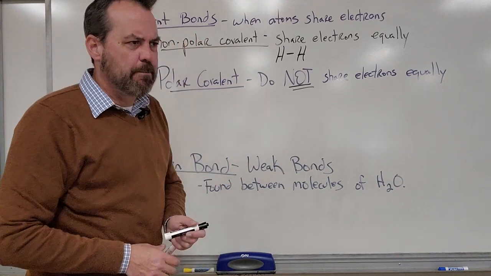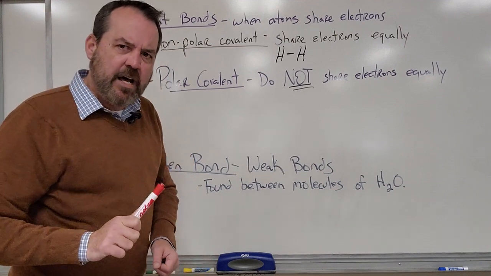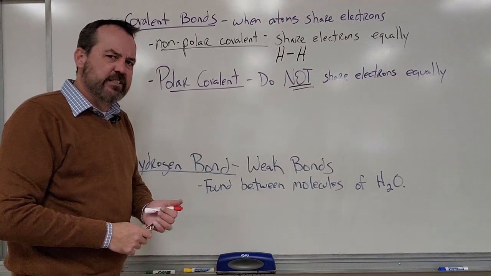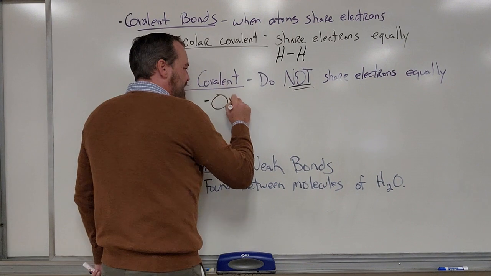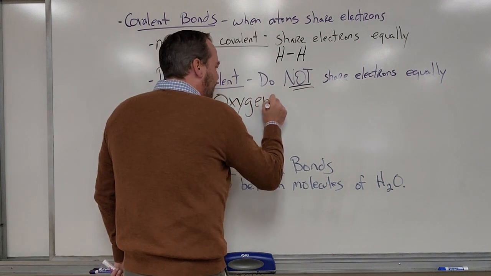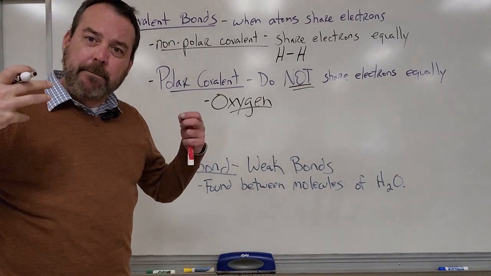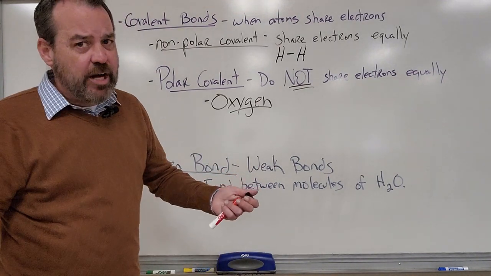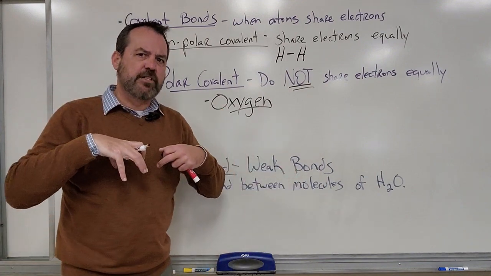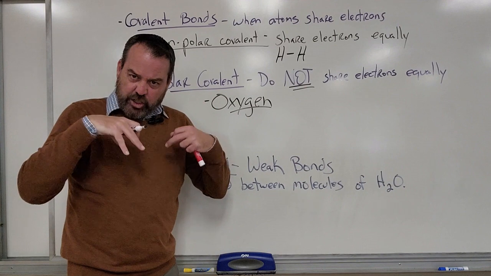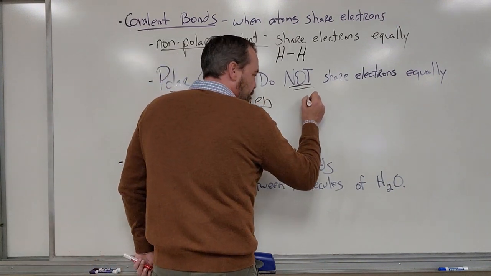With a polar covalent bond, we do not share things equally. Polar covalent bonds do not share the electrons equally. And the main culprit behind a polar covalent bond is oxygen. So oxygen is a polar atom, meaning it's greedy. It will share electrons with you, but it's not going to share 50-50. It's going to hog most of the electrons closer to it. So we can see that in a molecule of water.